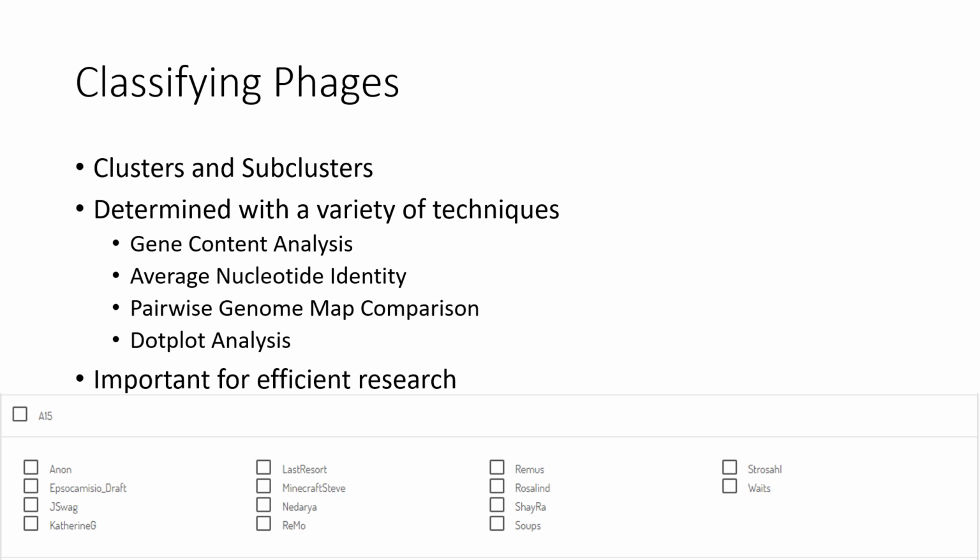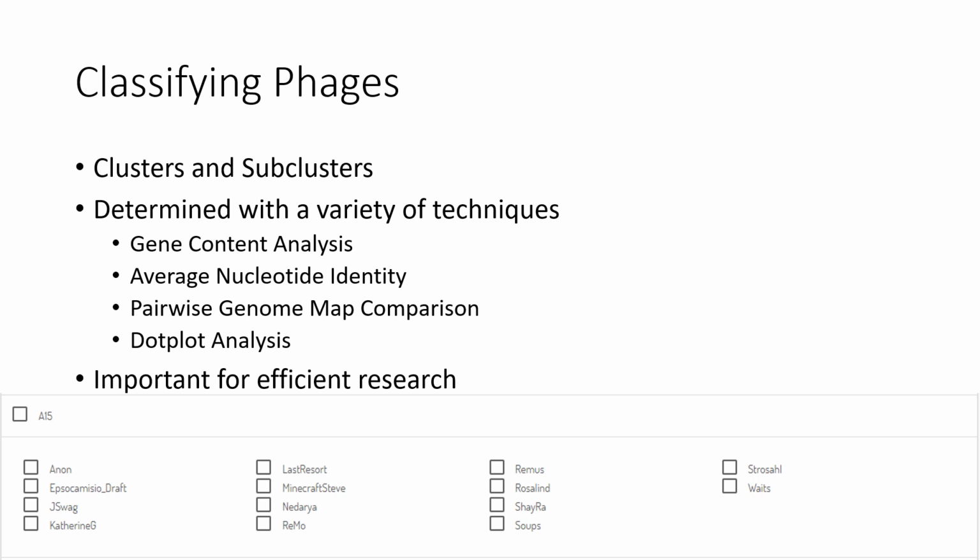There are a variety of different methods used to classify phages, the most common being clusters and subclusters. Clusters of phages are phages that are more genetically similar to each other than any other group of phages, whereas subclusters are subdivisions of clusters and contain phages that are even more genetically similar to each other than the phages of the same cluster that are in different subclusters.